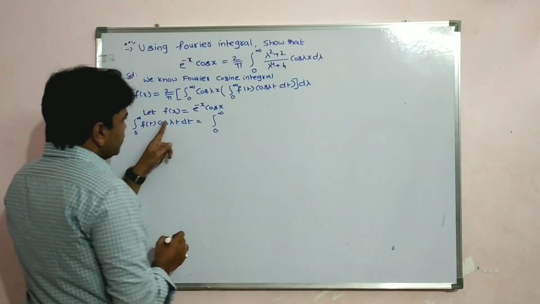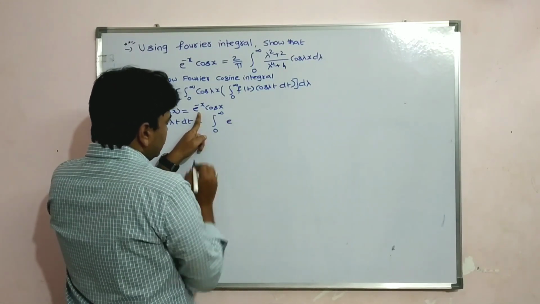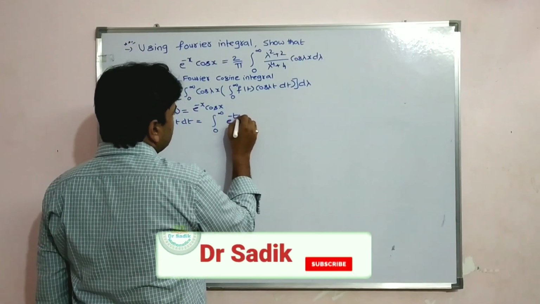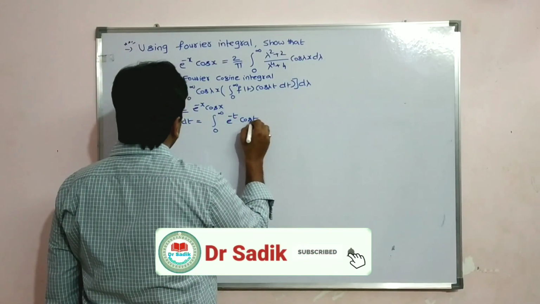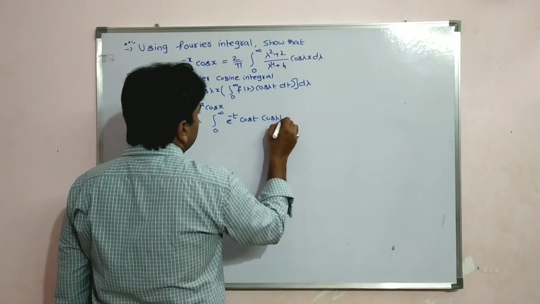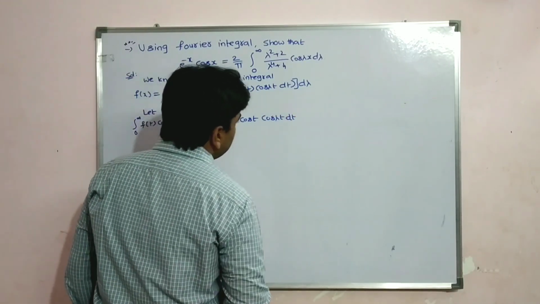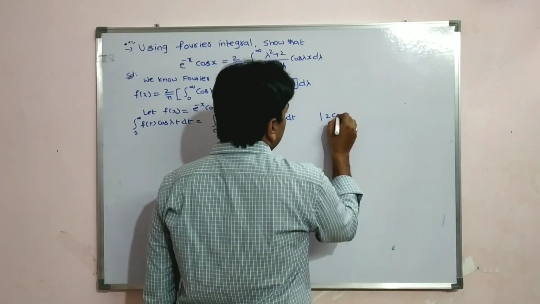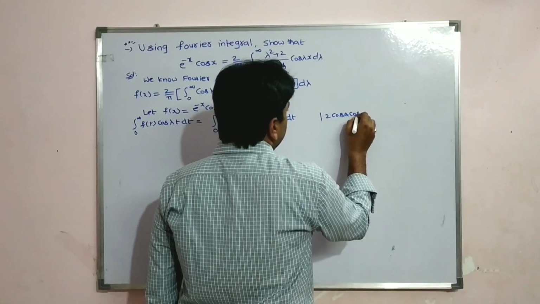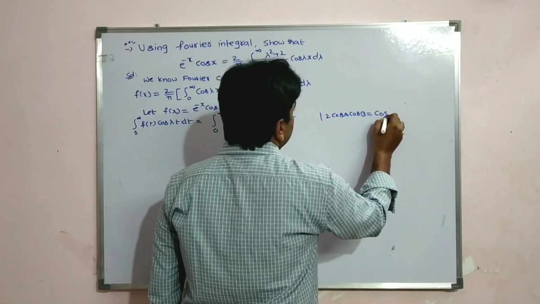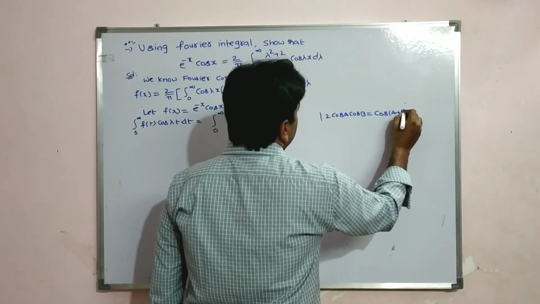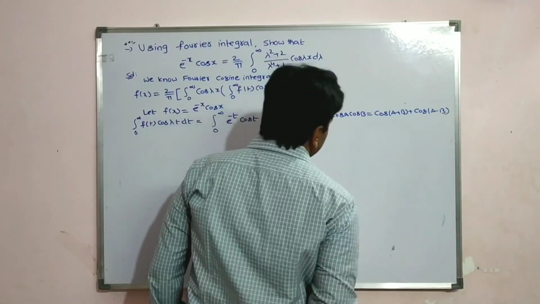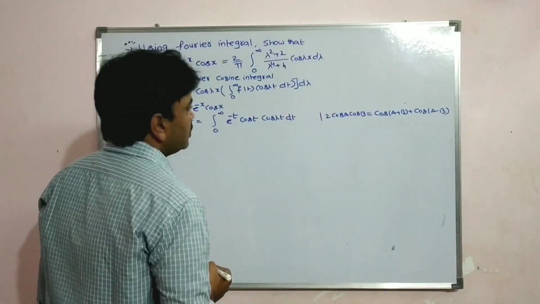f of t, students. What is f of t? Write t in place of x. So, e power minus t cos lambda t dt. Now, here we have a formula, students. What is the formula? 2 cos a cos b is equal to cos a plus b plus cos a minus b.